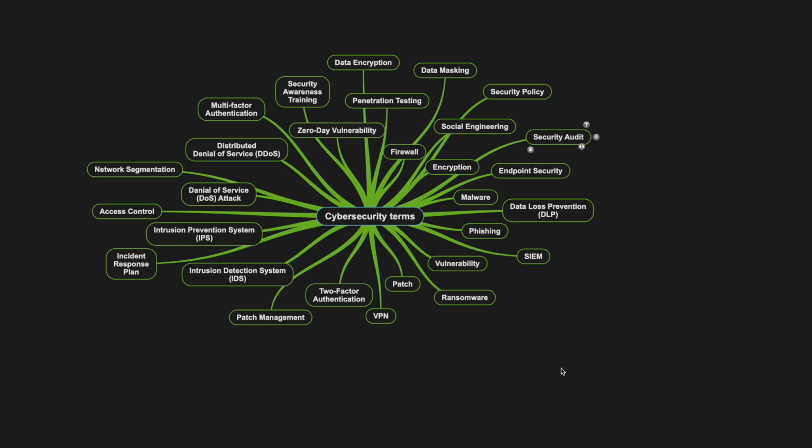Now, let's talk about the security audit. It is a systematic evaluation of an organization's security controls, policies, and processes to assess compliance with security standards, regulations, and best practices. It helps identify vulnerabilities and gaps in security posture and recommend improvements.